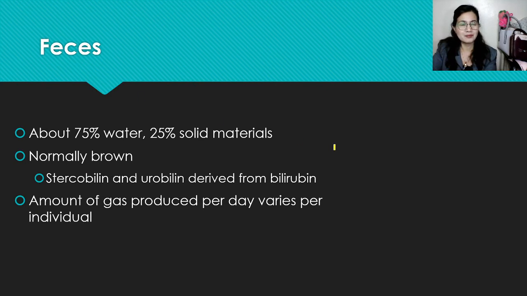Feces is about 75% water and 25% solid materials. It's normally brown because of stercobilin and urobilin derived from bilirubin. The amount of gas produced per day varies among individuals.